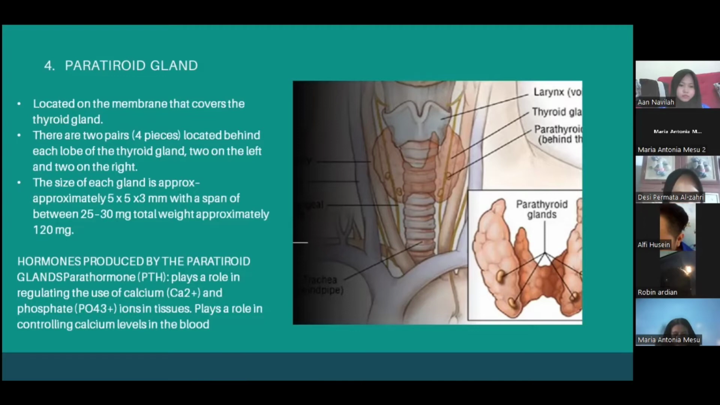Hormone produced by the parathyroid gland. Parathyroid hormone plays a role in regulating the use of calcium in tissues and in controlling calcium levels in the blood.